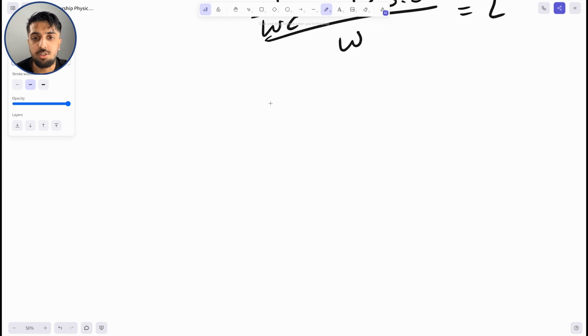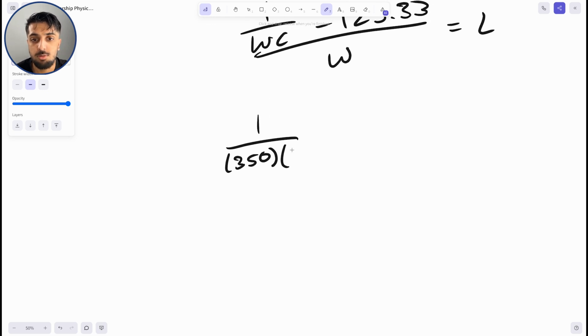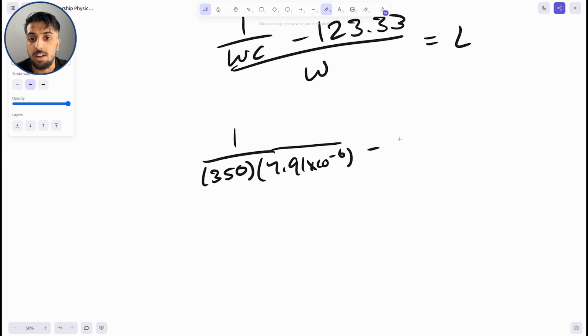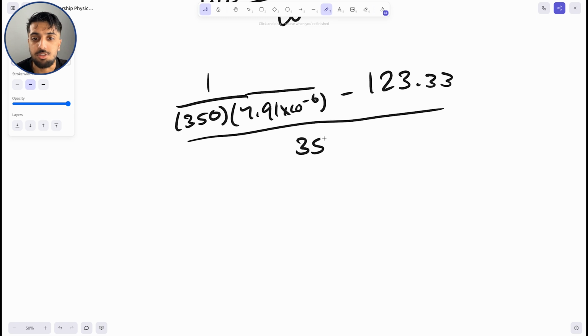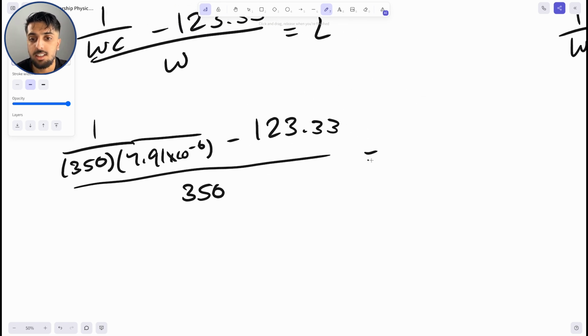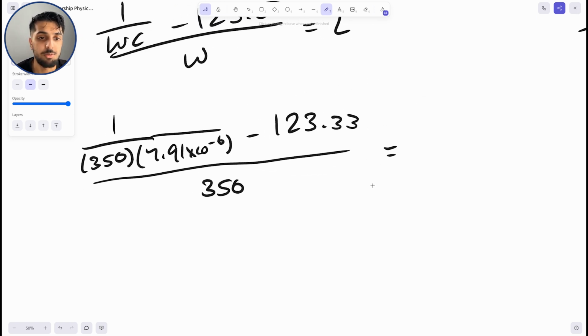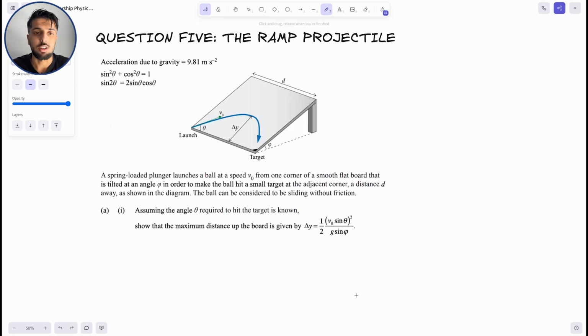Now subbing in our values, we get 1 all over our omega, which is 350, times our capacitance, which is 7.91 times 10 to the negative 6, minus 123.33, and that's all over our omega, which is 350. And that gives us an inductance value of 0.68 henries. There we go. Okay, question 5.